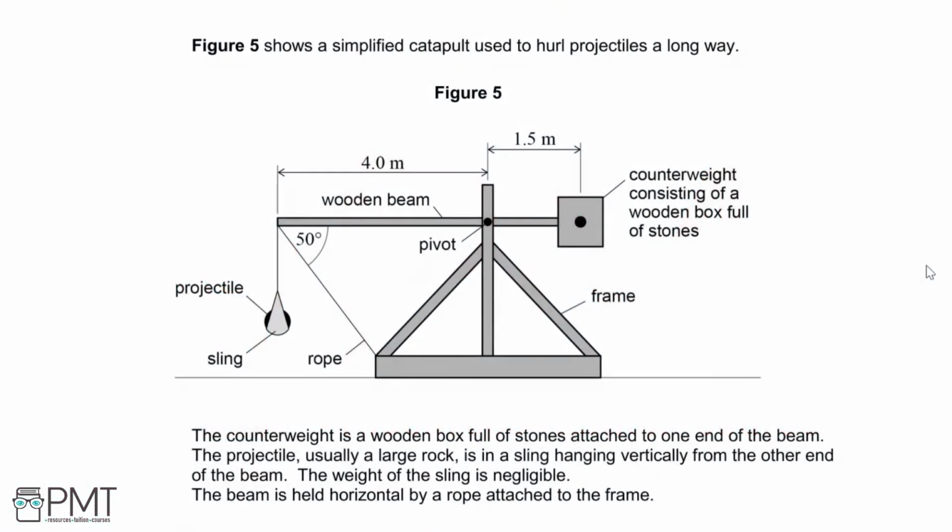Figure 5 shows a simplified catapult used to hurl projectiles a long way. We've got a diagram here. You can see there's a wooden beam that goes right the way through the middle, and it's balanced on one side by a counterweight up here, but then there's also on the other side a sling and a rope which are providing a force to balance that out. And we're going to look at the idea of how the moments contribute towards each other very soon.